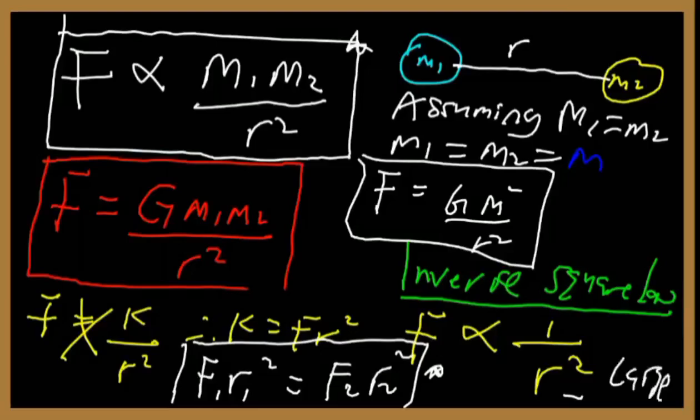And once this one is large, the force will be what? Small. Are you there? That's the meaning of inverse square law. When one is large, the other will be small. When one is small, the other will be large.